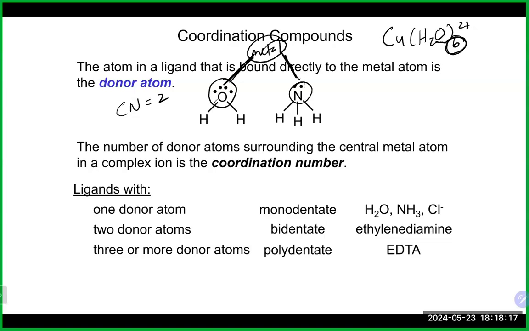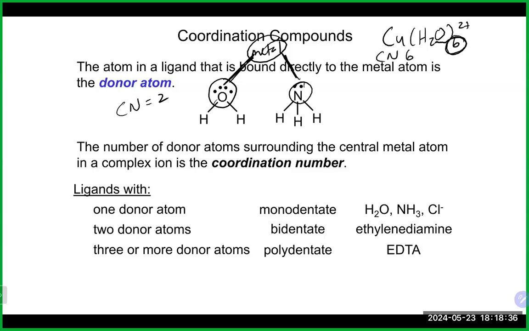So if you did have 6 waters attached to it, the coordination number there would be 6, because every water would basically attach through the oxygen, and you would have 6 oxygen atoms directly attached to the copper ion in that situation. So here the coordination number would be 6.